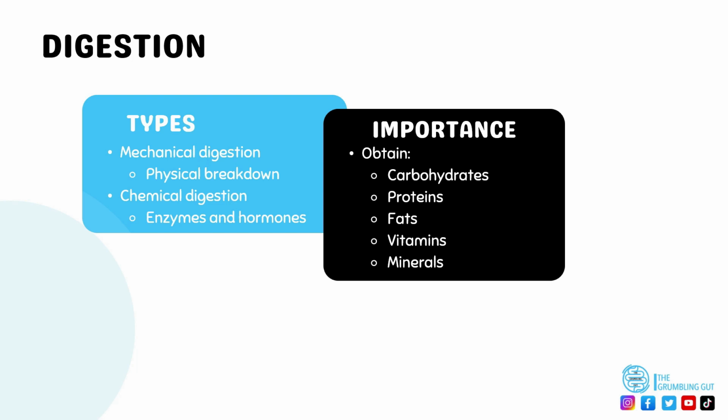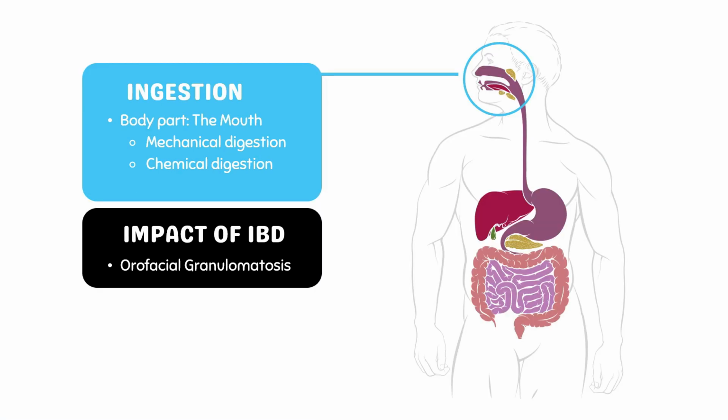And there are 5 steps involved in digestion. The first step is called ingestion, and the body part involved is the mouth. Mechanical digestion occurs in the mouth with the help of our teeth, which physically break down food into smaller pieces, assisted by the tongue that compresses and manipulates food. Chemical digestion occurs at the same time, through the saliva, which is secreted through salivary glands and contains digestive enzymes that break down carbohydrates and fats, as well as providing lubrication for the food before it is swallowed.